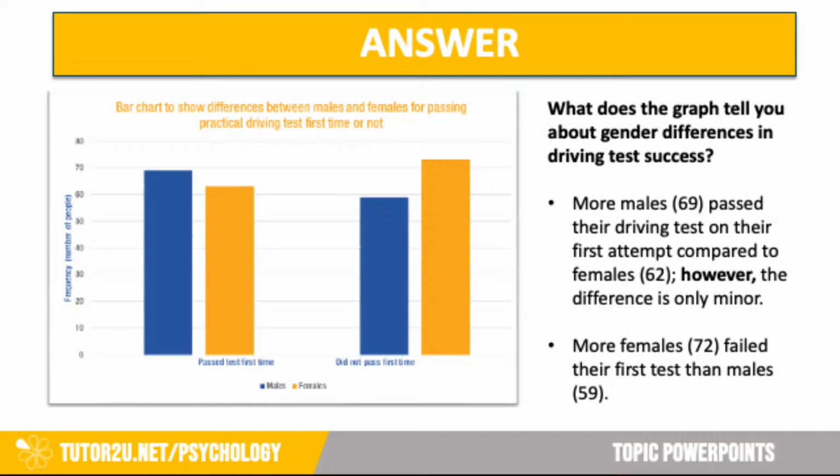And then for the second set of bars there, we can say more females, and you can mention the data if you want, 72, failed their first test than males, and that's 59, isn't it? So this would get the marks because you've compared both sets of bars, passed first time and did not pass first time. Sometimes students make a mistake on these questions and go wrong because they don't bring in all relevant data. So make sure if there's relevant data in the bar chart there that you actually do refer to it. And we've also made sure we've clearly used the data to state what the gender differences are in each case. Okay, thank you.